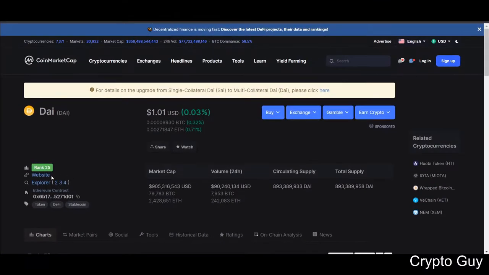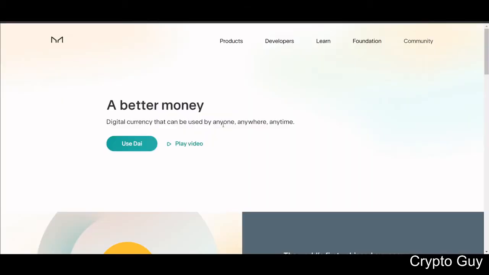Here you can see that it's ranked 25 at the moment. This is their website and this is their DAI Explorer. If you come to their official website, this is it, makerdao.com. A better money, a digital currency that can be used by anyone, anywhere, anytime. Literally you only need the internet for this and you can use this money all over the world.